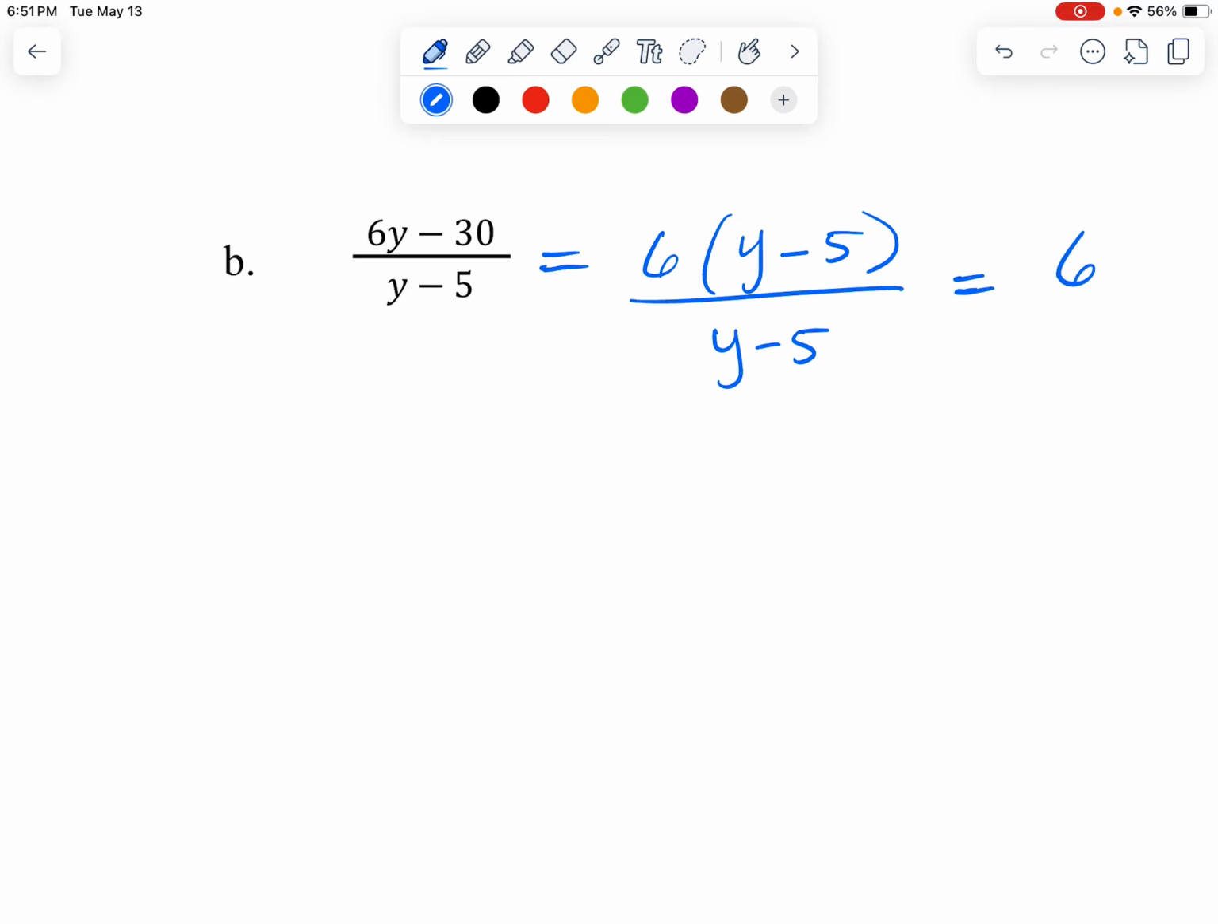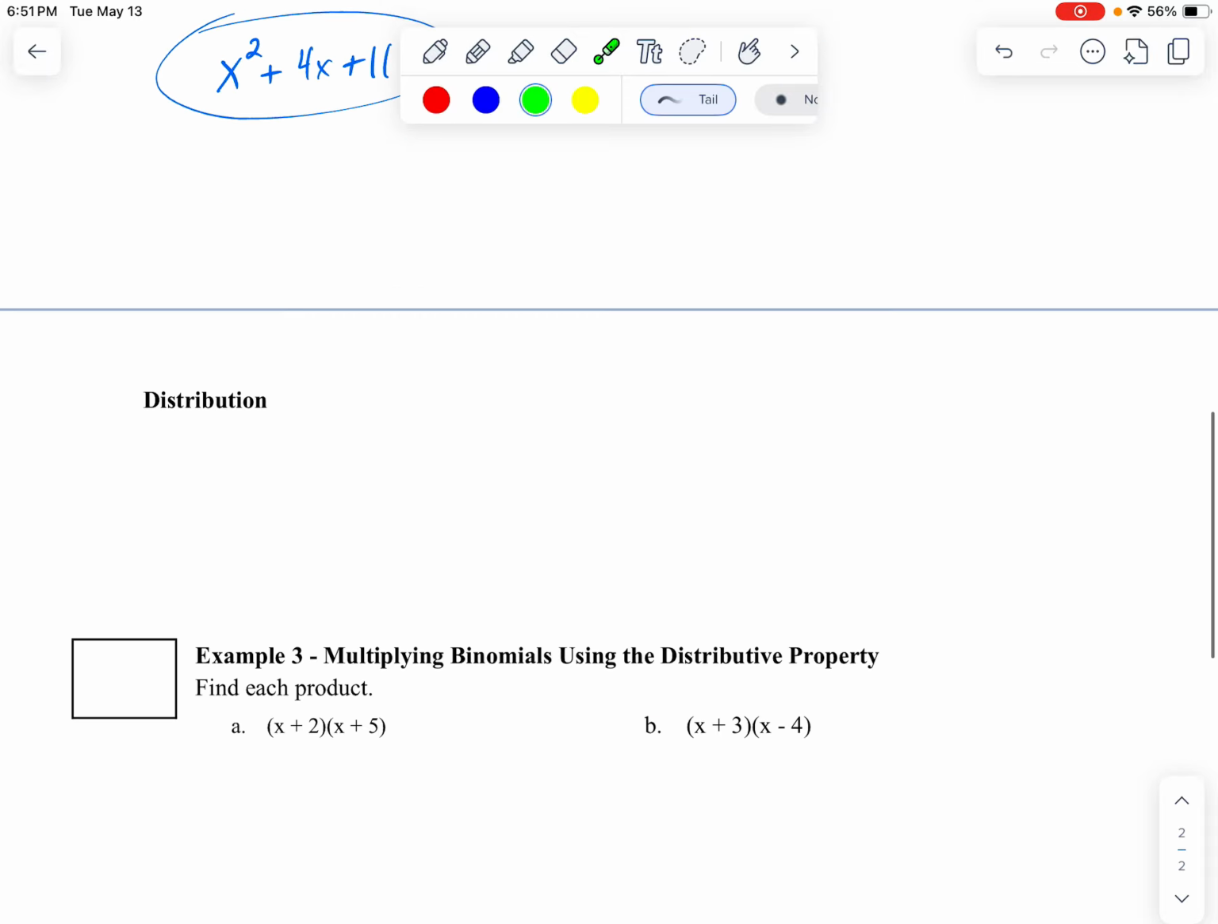So oftentimes, you might just notice this pattern like, oh, these look kind of similar. I've got y minus something, y minus something. And you might notice, oh, I can divide that by 6. That kind of thinking is going to be helpful with these types of problems.